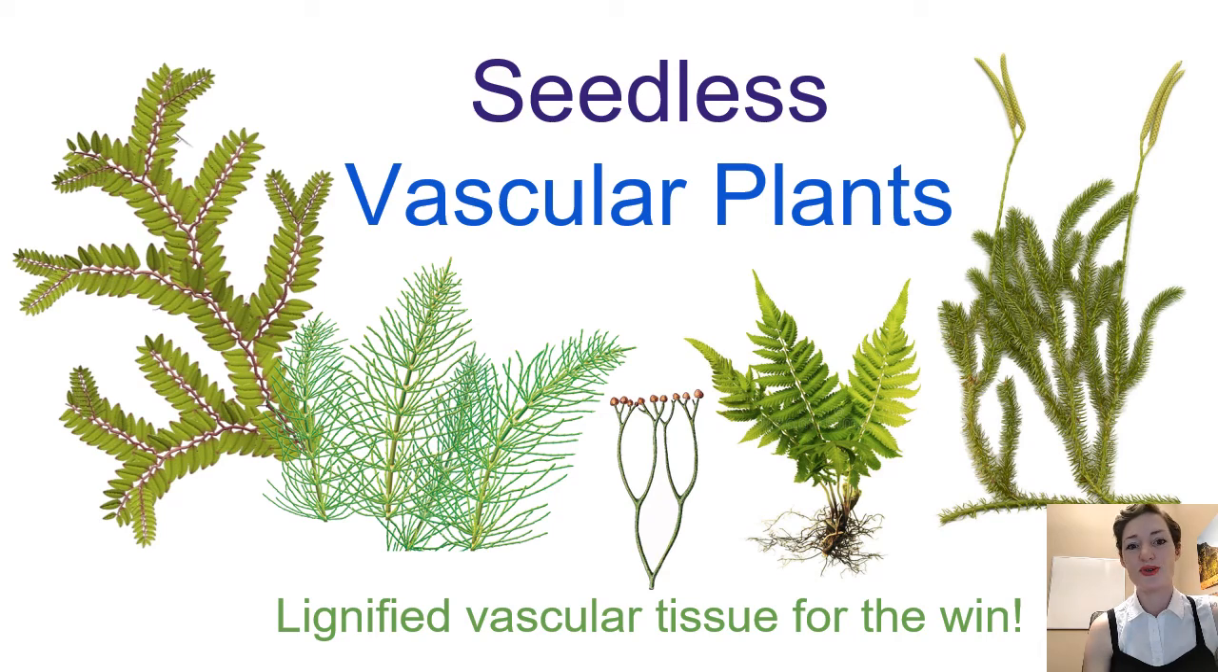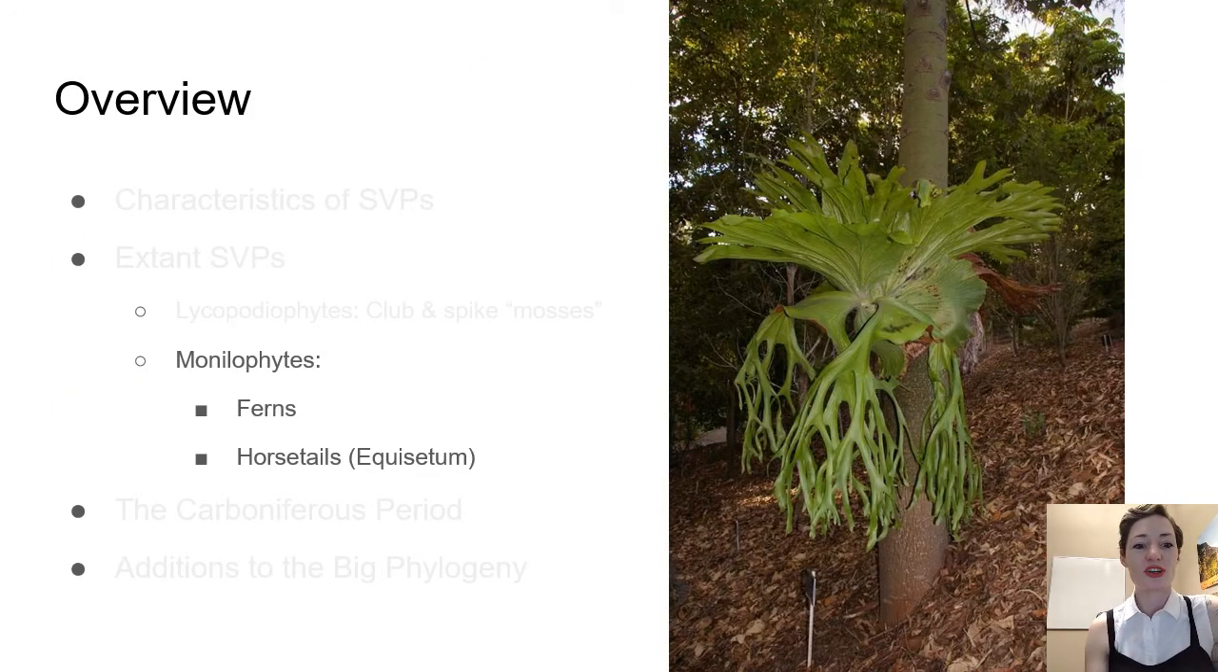This is part 2 of our lecture on seedless vascular plants. We are reaching for the sky. In this one, we're going to talk about Moniliophytes, so our ferns and horsetails.